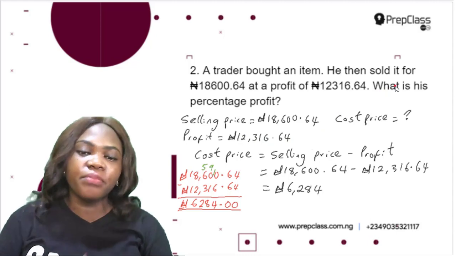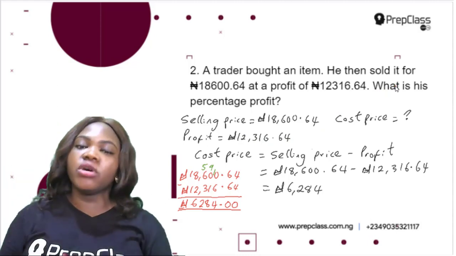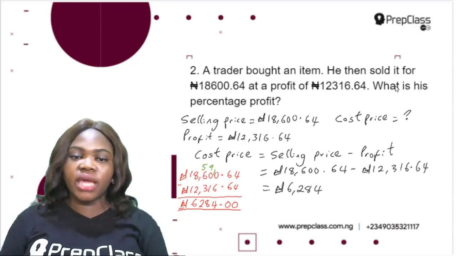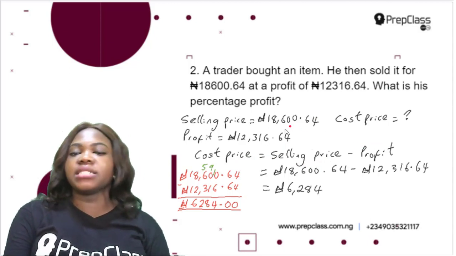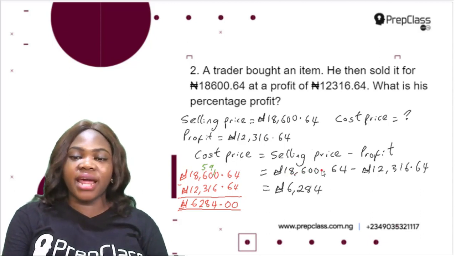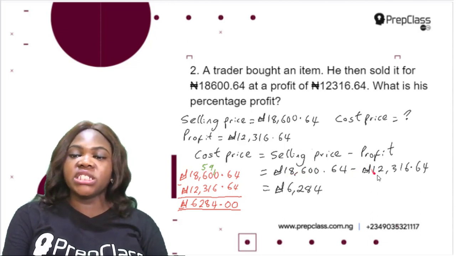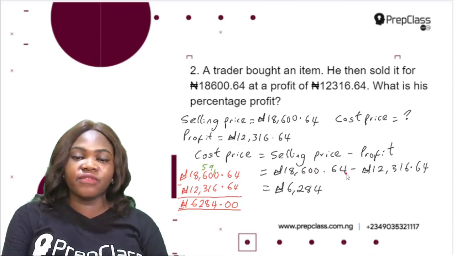What is his percentage profit? Before we can find the percentage profit, we need to know how much he bought the item. That's the cost price. So cost price is selling price minus profit. We are given the selling price and the profit already. The selling price is 18,600 naira 64 kobo. Then the profit is 12,316 naira 64 kobo. So let's subtract 12,316 naira 64 kobo from 18,600 naira 64 kobo.